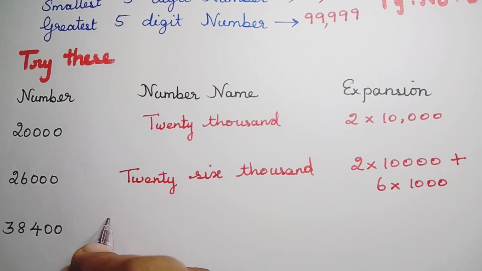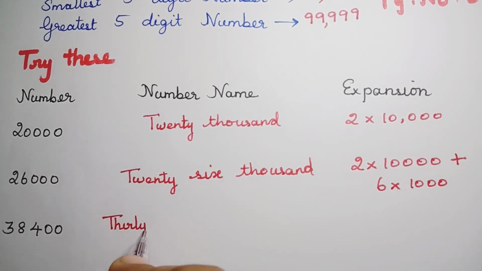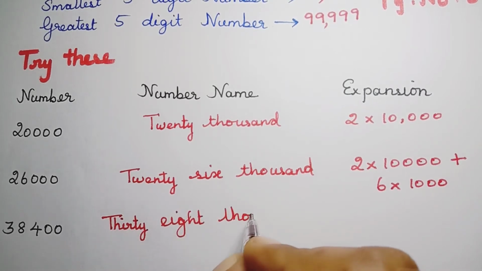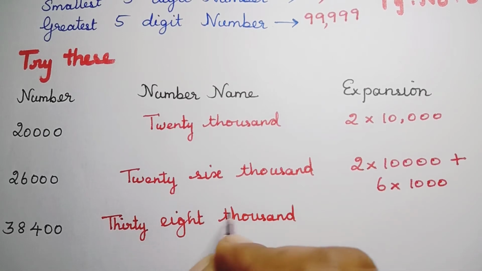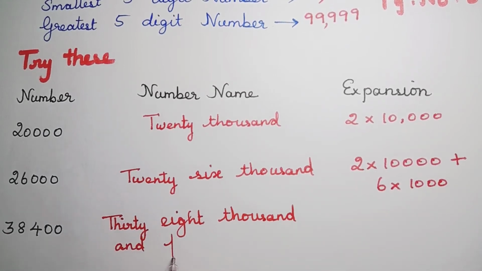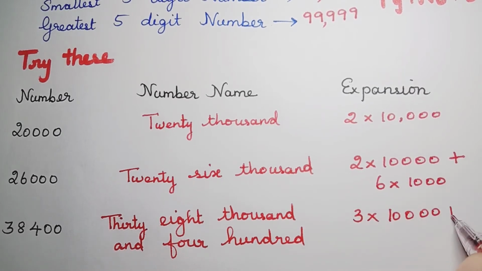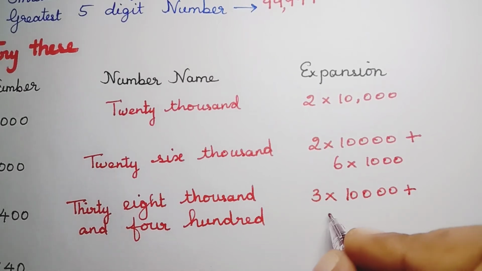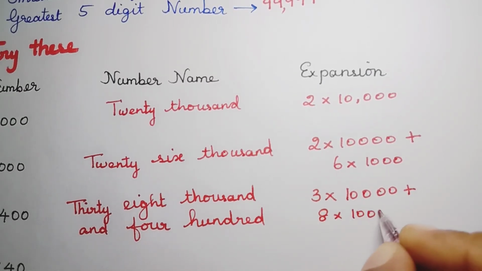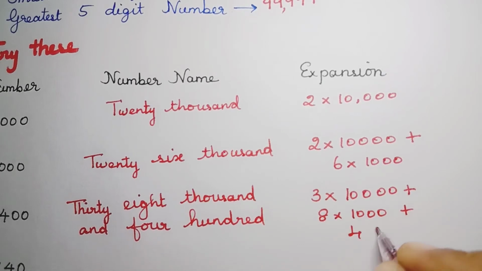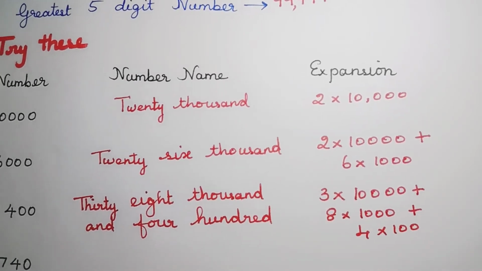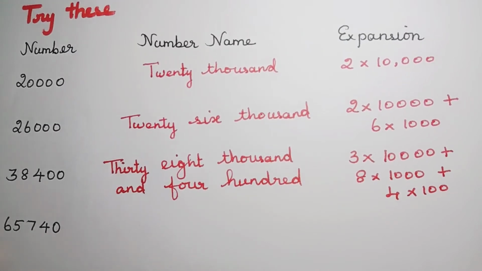Then 38,400. So how can you write this? 38,400. So how can you expand this? 3 into 10,000 plus 8 into 1000 plus 4 into 100. Okay, so that is 38,400.